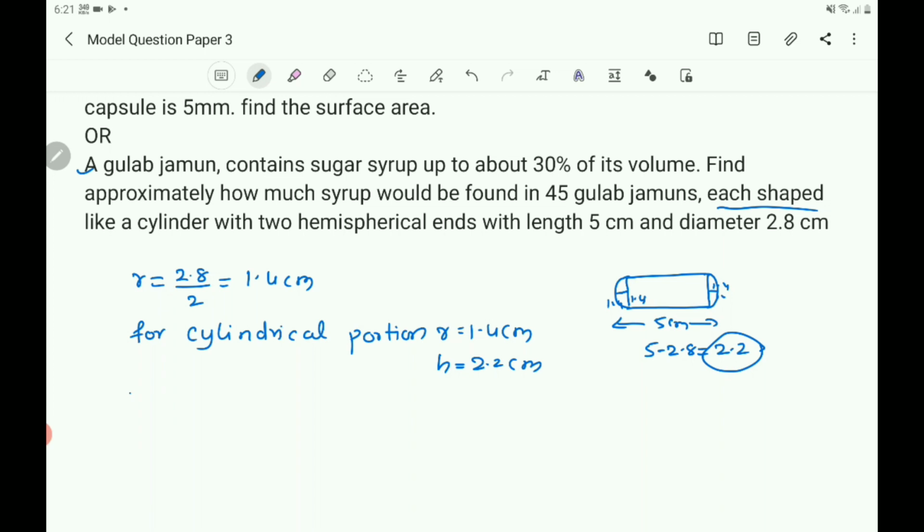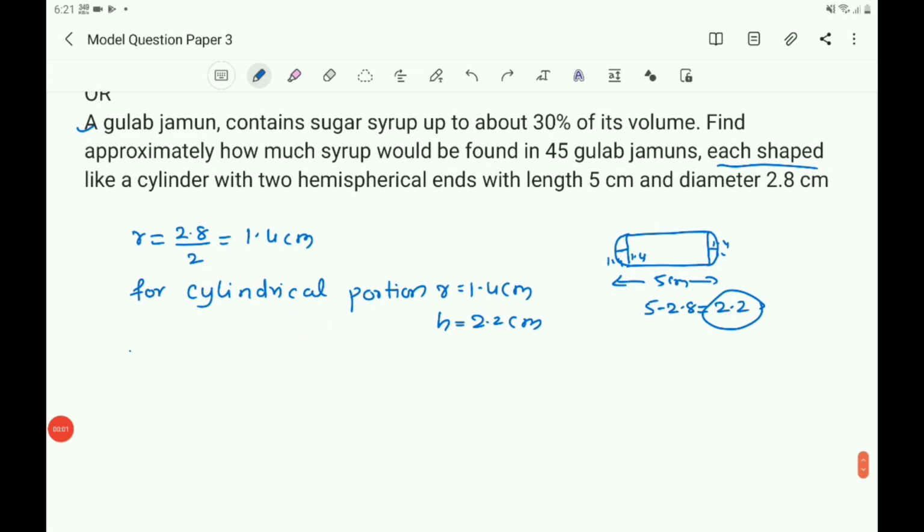Here first let us find the volume of a gulab jamun. After that let us get the volume of 45 gulab jamun, and its 30 percent is the total syrup. Here we have to find how much syrup would be found in 45 gulab jamun. Now let us find the volume of a gulab jamun.